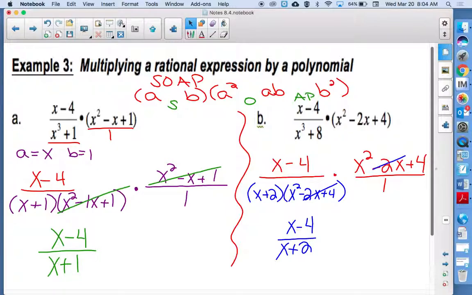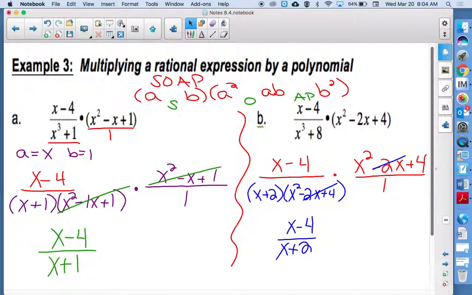Again, don't get cancel happy. Like, yeah, I know we have a 4 and a 2 there. They cannot reduce, they cannot simplify. They're glued together with subtraction versus addition. Any questions with multiplication and simplifying?